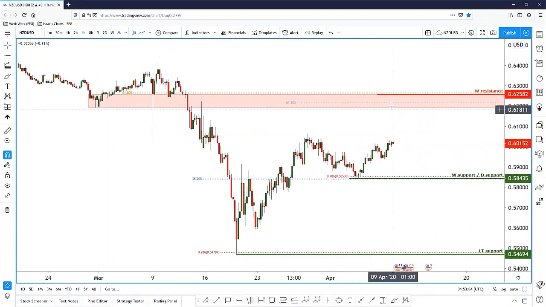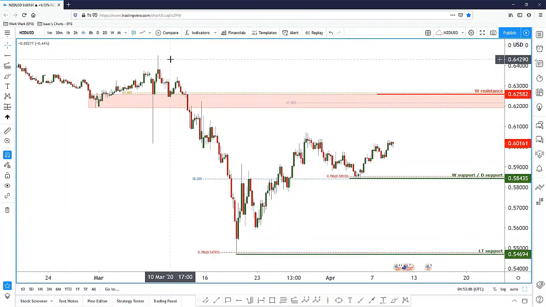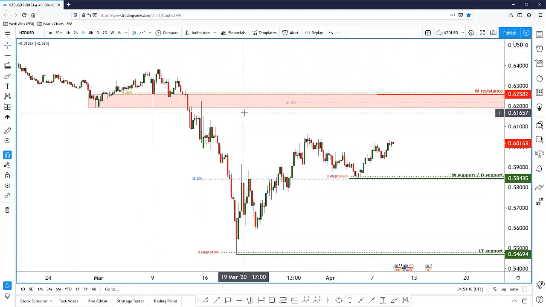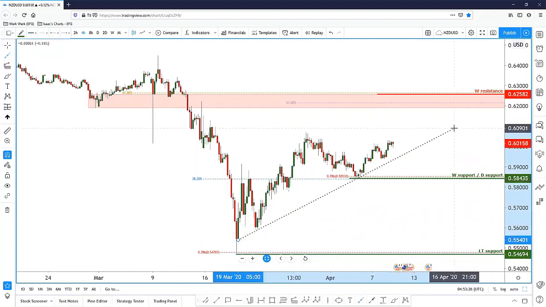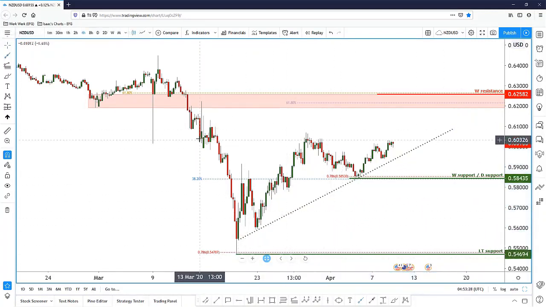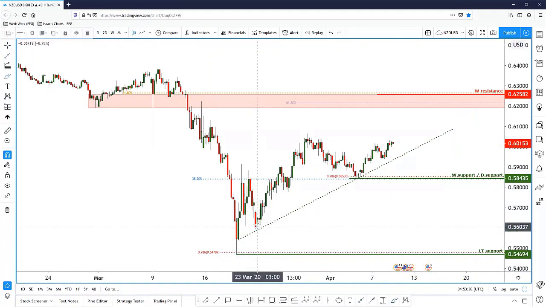Okay, so we can see that while price in the long term, recall on the monthly, price is holding below a descending trend line. But that does not mean that we have to be completely bearish all the way. On the 4 hour, we can actually draw an ascending trend line starting from this level here. And we hold it up here. And we see that price actually tests this ascending trend line once and twice.